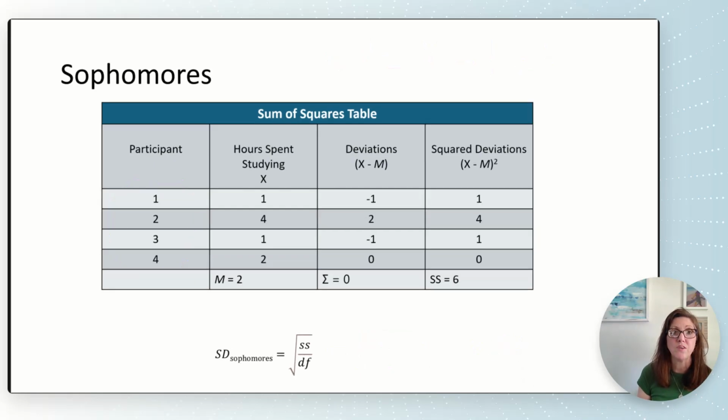Let's do the same process for our sophomores. We don't need to compute our degrees of freedom. We already did that, 4 minus 1 again. So they have a mean of 2 and a sum of squares of 6. So we're taking our sum of squares of 6 divided by our degrees of freedom of 3. So the square root of 6 divided by 3 gives us, when we round to 2 decimal places, 1.41. So for our sophomores, a mean of 2 and a standard deviation of 1.41.